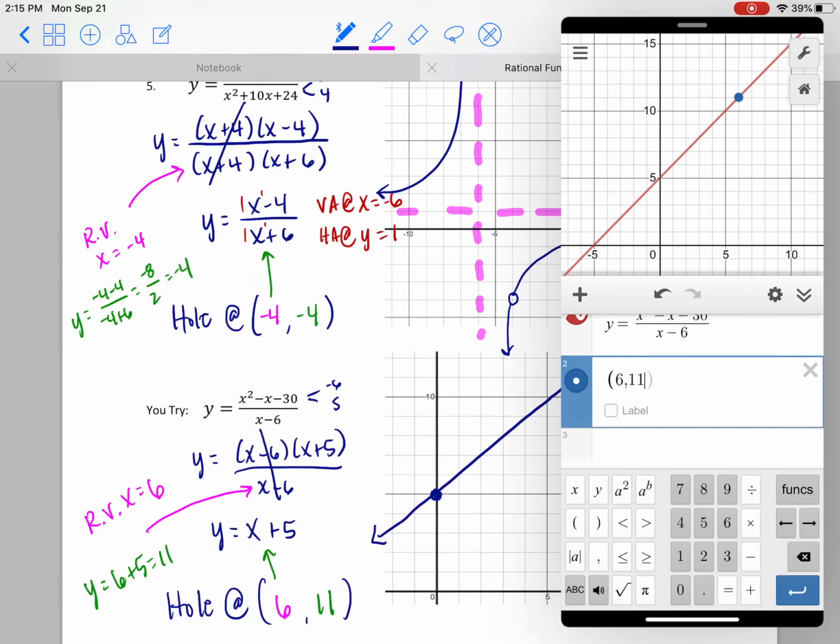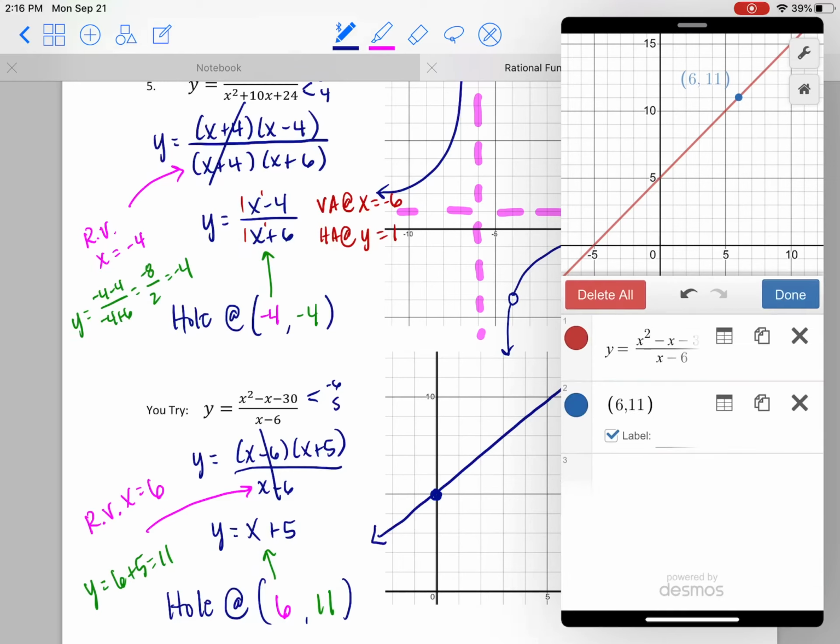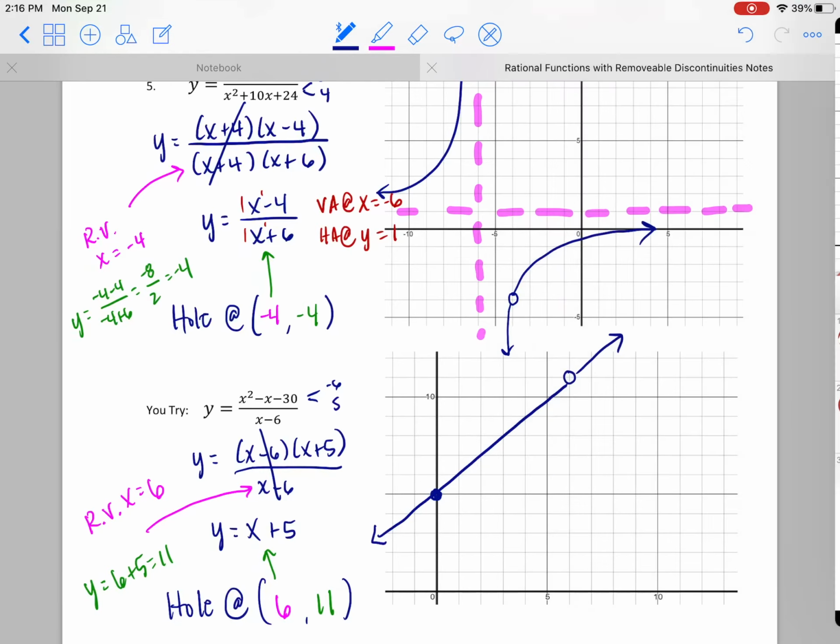Now let me just plot that point. So 6, comma 11 is where the hole should be. Now I just want to make that an open point. I want to make it match my graph, and there it is. That's all you would need to show me for your practice assignment.